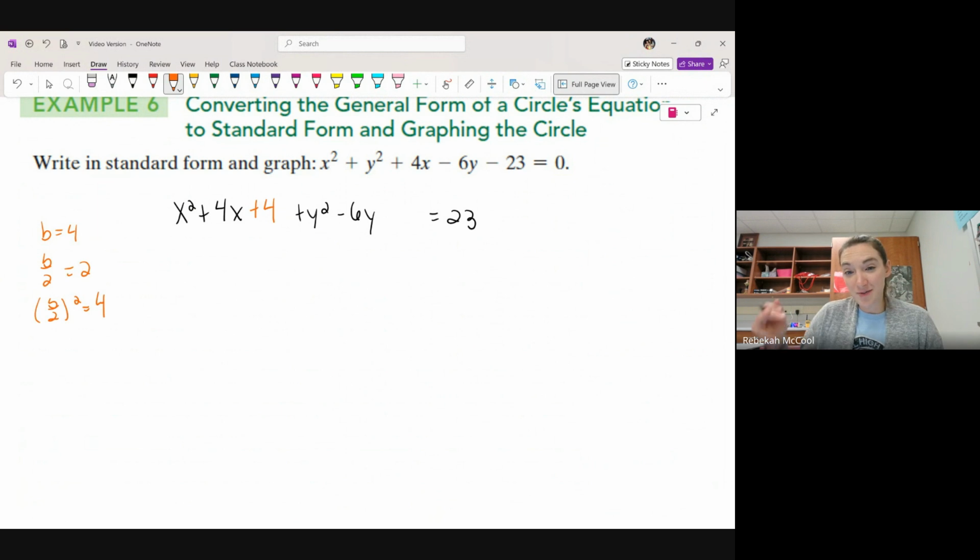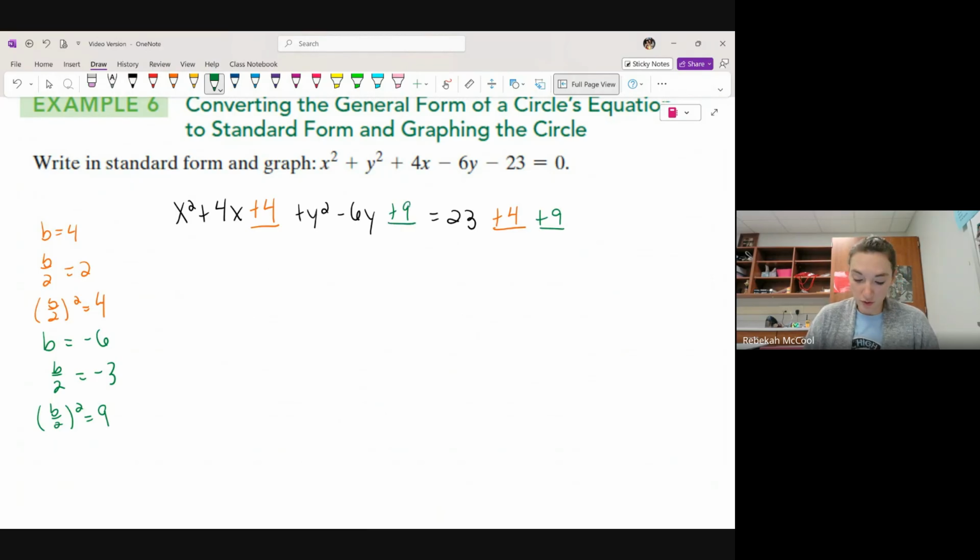But what I've done now is I've made my equation unbalanced. I've added something to one side, but not the other side. So it's not equal anymore. So to maintain the equality, if I add something to one side, I also have to add it to the other side. We're going to do the same thing then with the y's. The b term for the y's is negative 6. Divide that in half, we get negative 3, and then we square that to get 9. So we can add 9 to both sides to create the perfect square there.